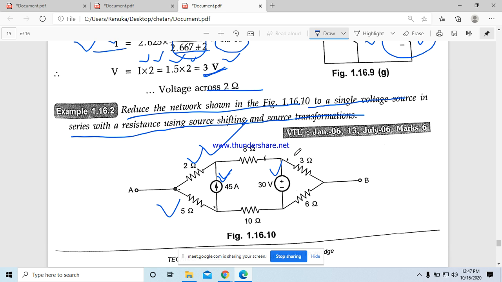Okay, in this problem what they have asked, simplify this network. I will erase this one first.